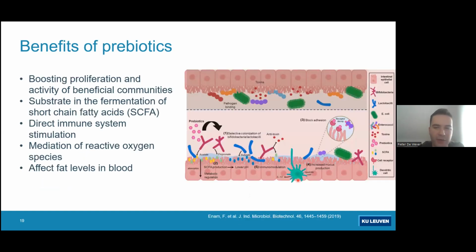So prebiotics are actually very beneficial to human health, as they can boost proliferation and activity of beneficial communities in the gastrointestinal tract. The xylo-oligosaccharides are also a substrate in the fermentation of short-chain fatty acids, which have documented health benefits. They can also directly stimulate the immune system. They can mediate reactive oxygen species by acting as antioxidants and can affect fat levels in blood.